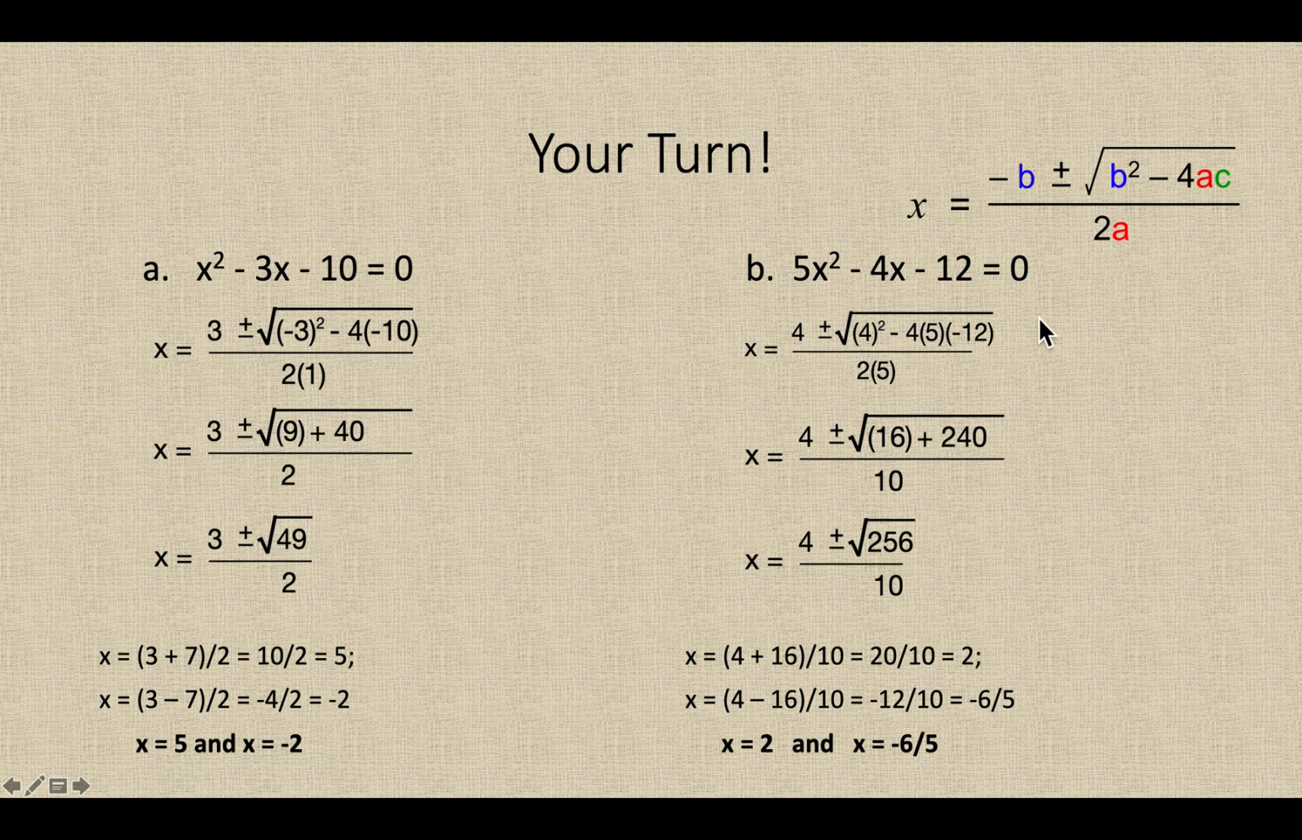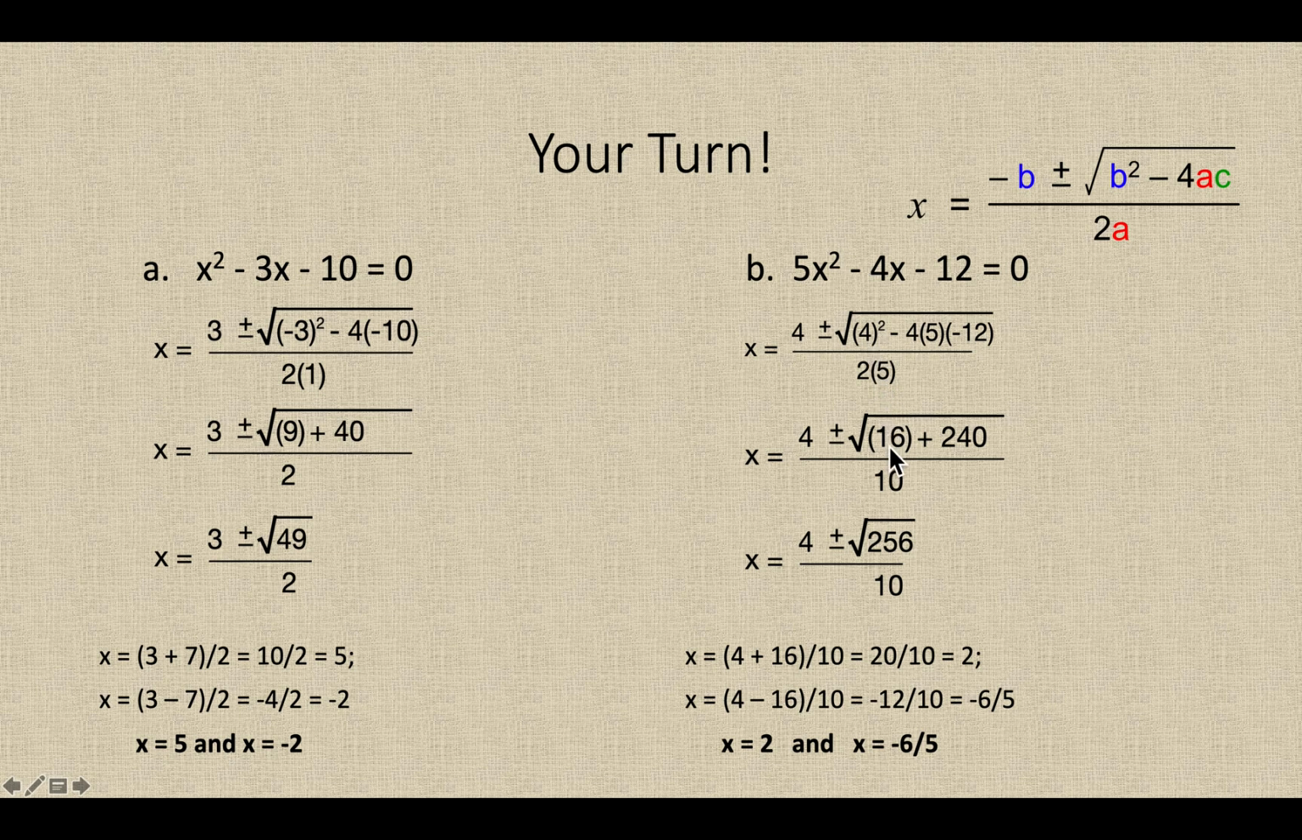On our second one, plugging all of this in, x is negative b, and our b here is negative 4, so we get a positive 4 plus or minus 4 squared minus 4 times 5 times 12, negative 12. And so our 4, and here's my mistake, our 4 should be negative, but when we square it, it's going to turn positive. So even though I neglected to put my negative in, it corrects itself.